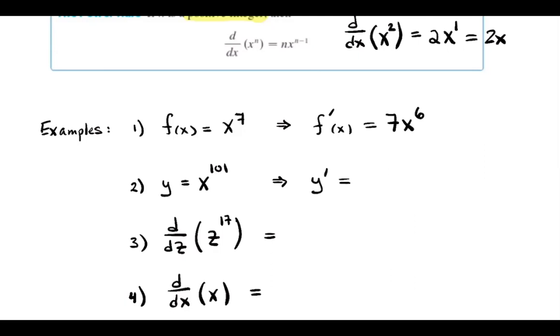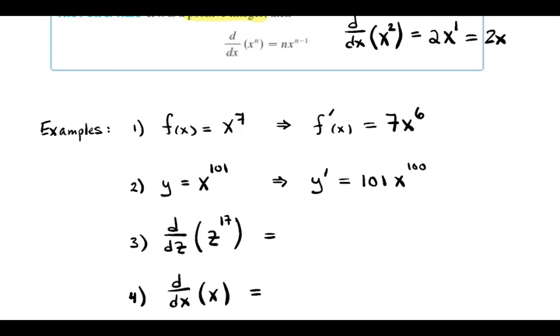Here I've got x to the 101, our Humboldt County highway number. I'm writing it not in function notation, but writing y equals x to the 101. So y prime means the derivative. You bring that 101 down, and you multiply it by x to the number that's 1 less than 101. That's 100. The power rule greatly simplifies these computations.